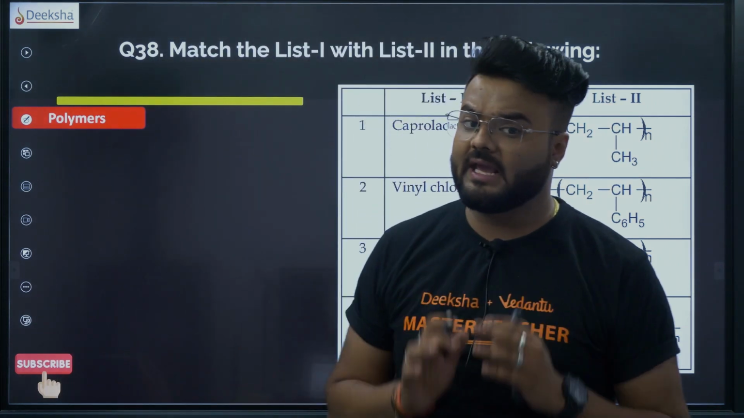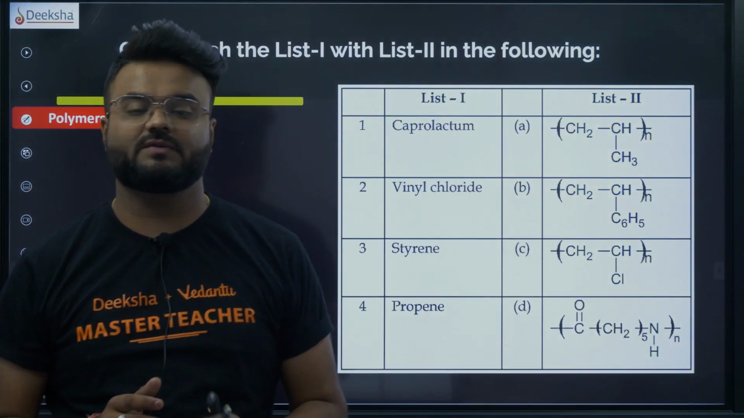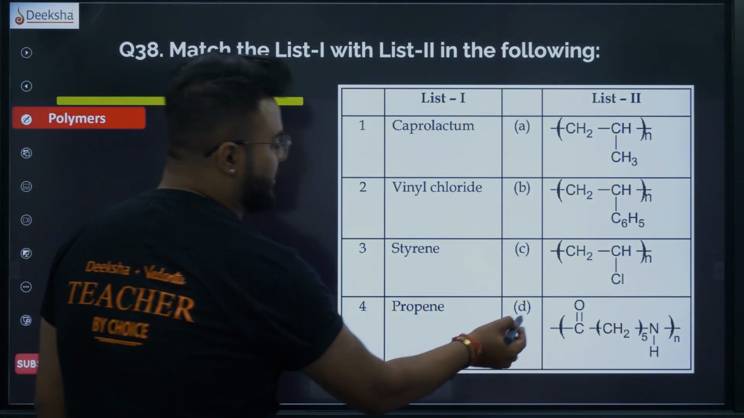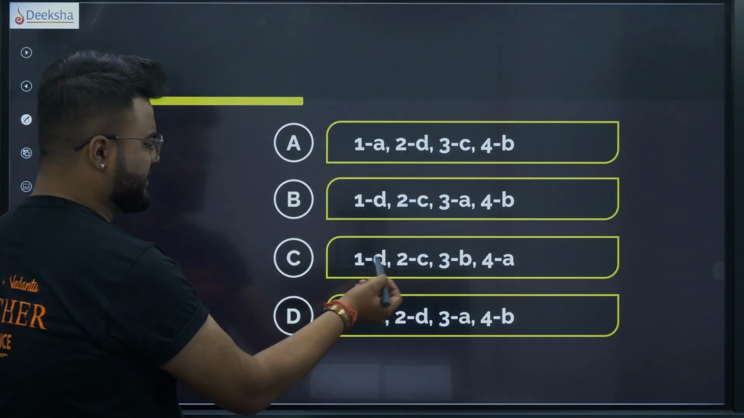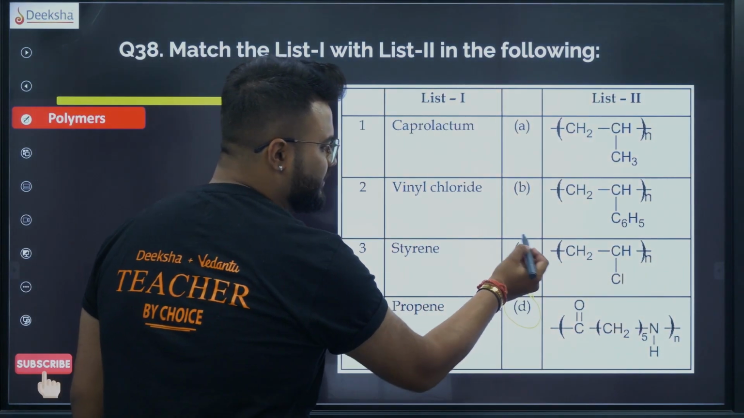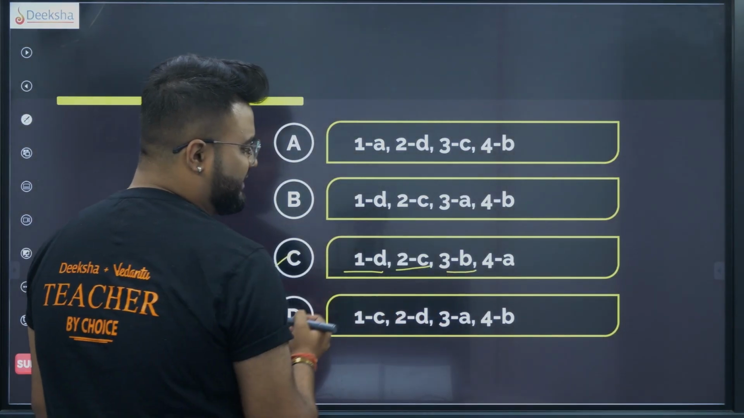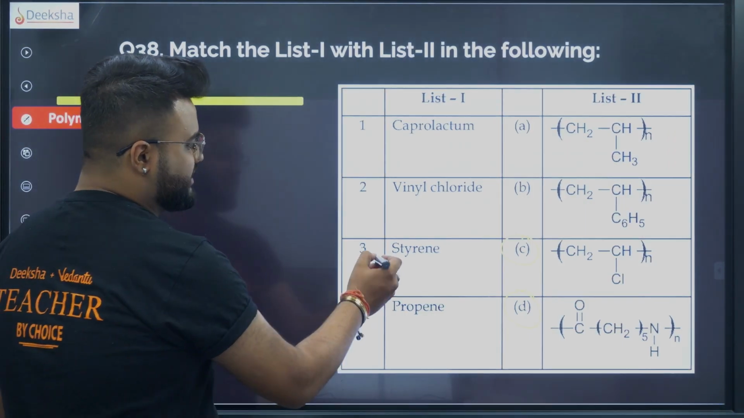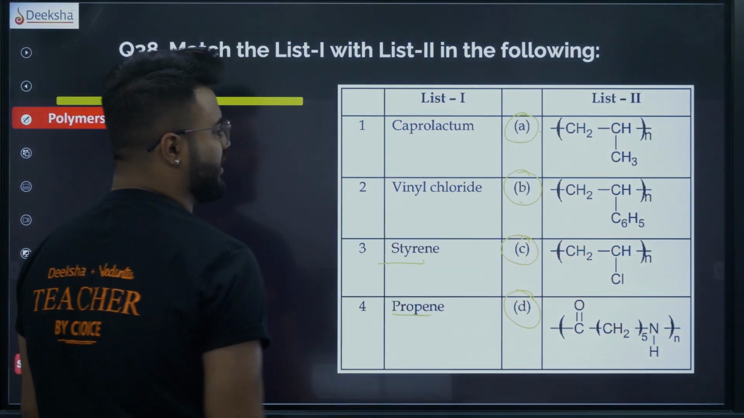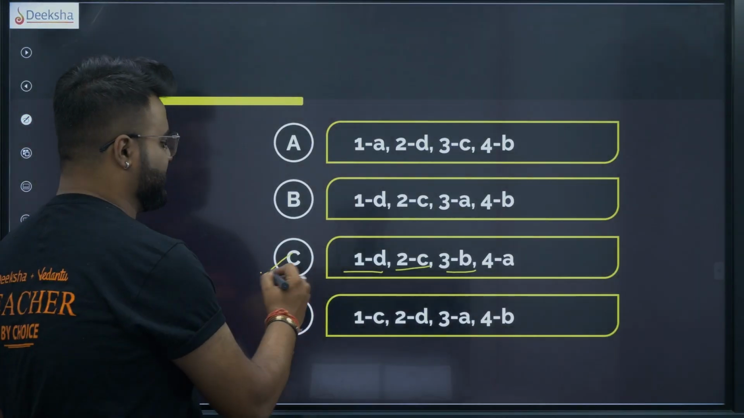Okay guys, now coming back to the next question: match list 1 with list 2 of the following. Again, this question is of polymers. Your correct option will be: caprolactam D, that is your option C, D; vinyl chloride C; and 3B, styrene, option B; and propene, option A. This is not in your syllabus, so I can say directly that option C is your correct answer.